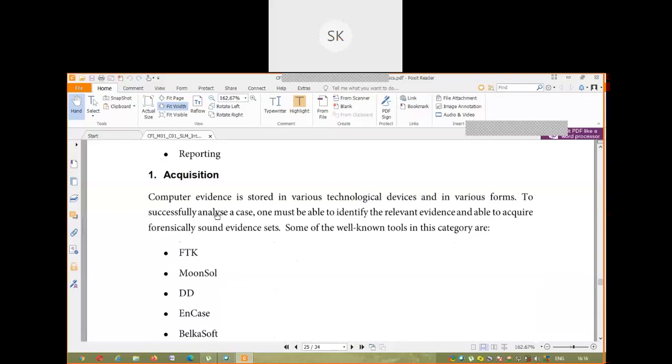So that's it, all about acquisition. Here you have to remember what the acquisition tools are, what the main two tools you can use for acquisition are. Can you tell me? What are the two main tools for evidence acquisition? Anyone tell me? Atil, you can tell me.